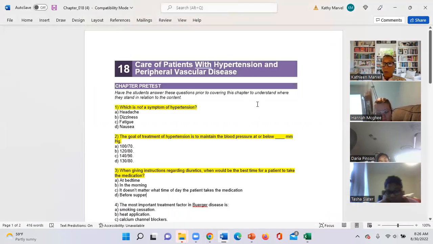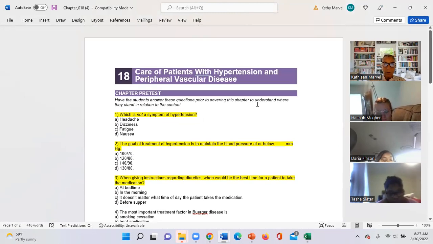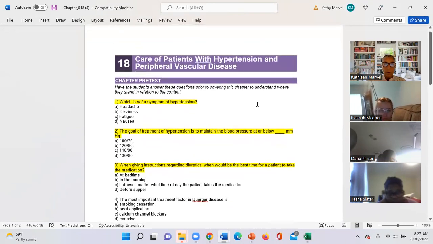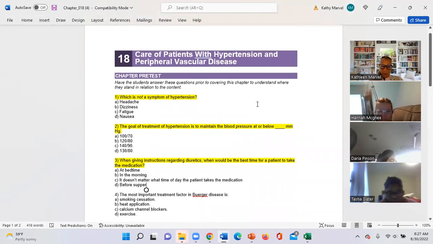Okay. So that was chapter 9. Chapter 18, there were three topics we discussed. One was peripheral artery disease, one was chronic venous insufficiency, and the other one was hypertension. So I pulled out the questions. There were hypertension questions on this pretest. So let's see how we do on that. This just gives you an indication of where you need to focus your studies.